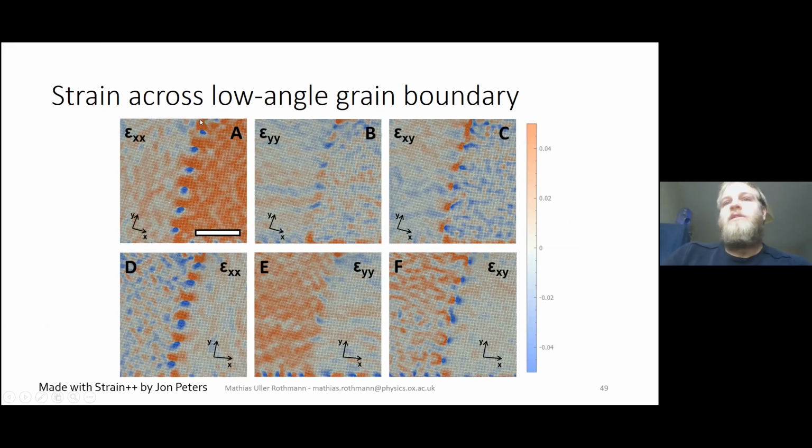And we can see something really interesting going on at the interface. If you follow the interface, you have high strain, low strain, high strain, low strain along the interface in the X direction. But if you're looking at the shear strain, that actually changes across the interface. So this could have some implications for very, very local crystallographic and electronic properties of these low angle grain boundaries.